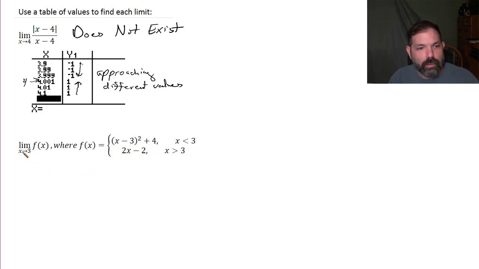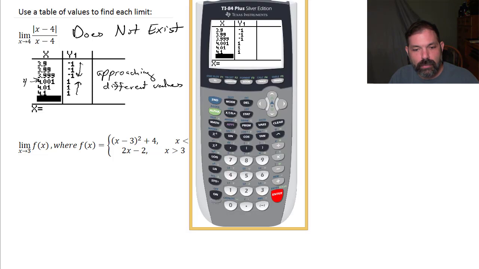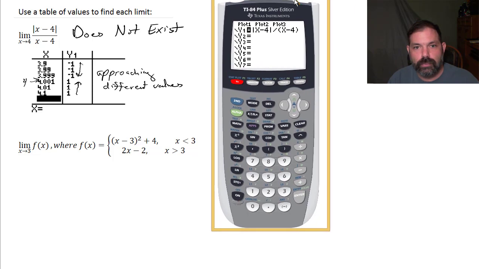All right, now this next example, we have the limit with x approaching 3 of the function, where the function is defined piecewise. We've got these two different pieces. We have (x minus 3) squared plus 4 if x is less than 3, and 2x minus 2 if x is greater than 3. So here we've got to be careful about this. If we're going to use our calculator, we have to kind of break this up into two problems. So let's just look at the first piece. What if we had (x minus 3) squared plus 4? But now this is only valid if x is less than 3.